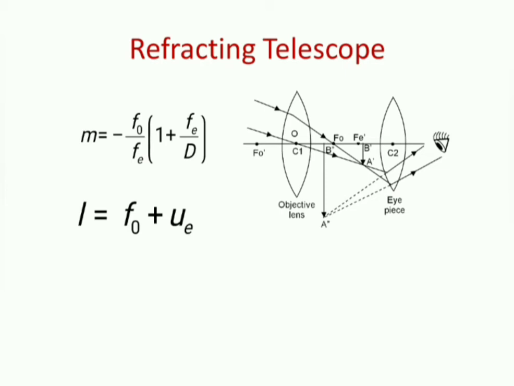And if your image is at near point, what is magnification of a telescope given by? Remember, telescope's first lens will not produce any magnification. Second lens, that is eye lens or eyepiece alone, can produce the magnification. What is the magnification? It is minus F naught by Fe into 1 plus Fe by D. And length of the telescope is F naught plus UE.